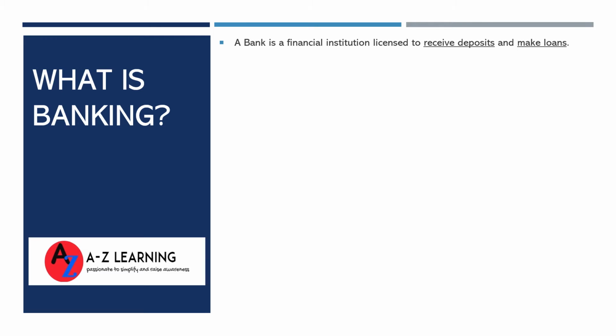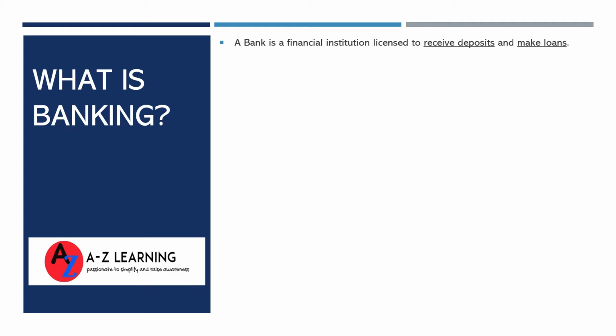A bank is a financial institution licensed to receive deposits and make loans. So first of all, definition wise, it's an institution. It's a financial institution because it is dealing with financial transactions. They are always licensed, so you can't just decide tomorrow that, okay, I want to open a bank. It's not like a grocery shop, where tomorrow you decide to open a grocery shop and you simply find a place and open your shop. No, you need to be licensed. You need to apply to be able to run a bank, to be able to open a bank.